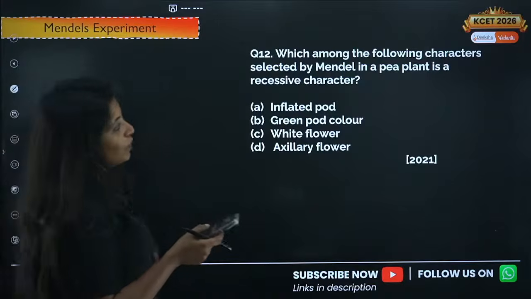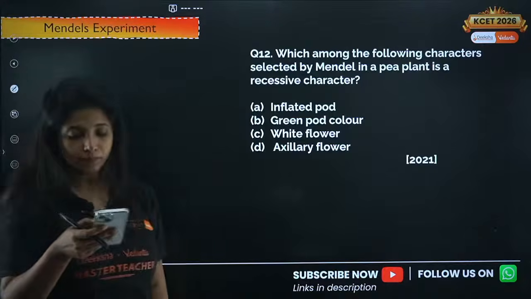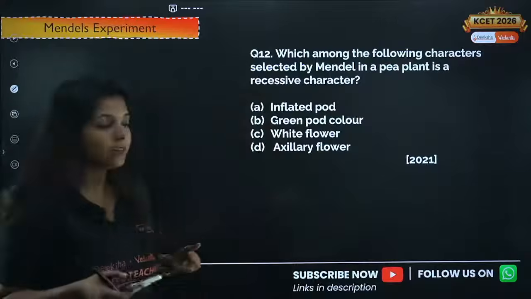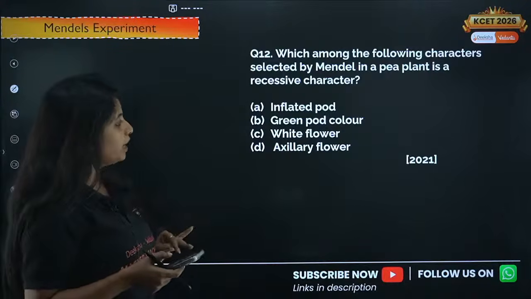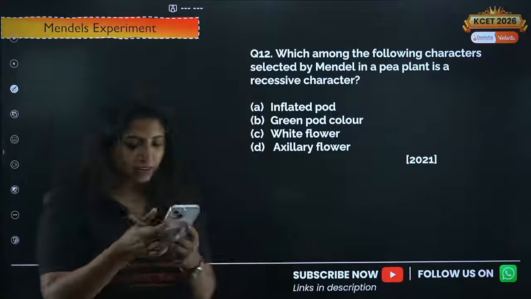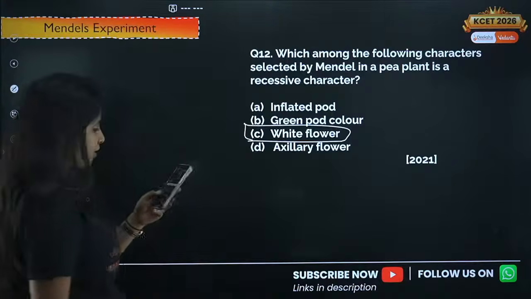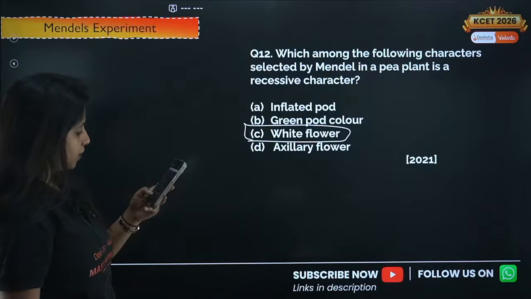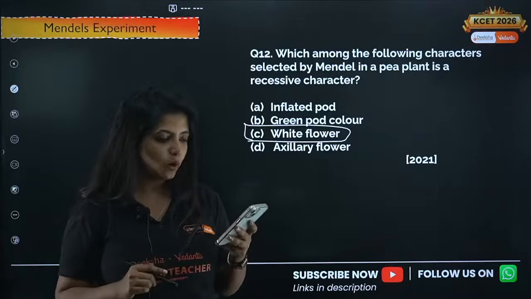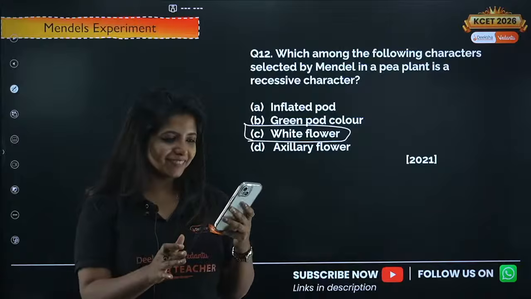Question number 12. Which among the following characters selected by Mendel in a pea plant is a recessive character? It's not dominant, recessive. Inflated pod, green pod color, white flower, axillary flower. Aishwarya says C, white flower. Okay, that is recessive is what you're saying. Nagaraj also says C. Anyone else to say that Aishwarya and Nagaraj, you are wrong? No one? Or anyone to tell them that you are correct?